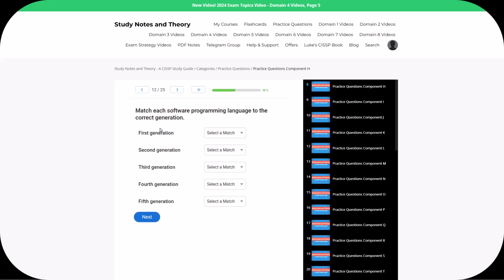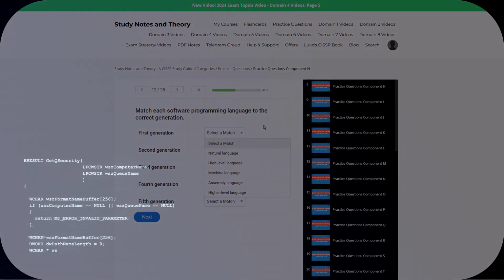So match each software programming language to the correct generation. Oh, why would I create a question like this? First generation. This is from Domain 8, software development, which isn't really my strongest suit.